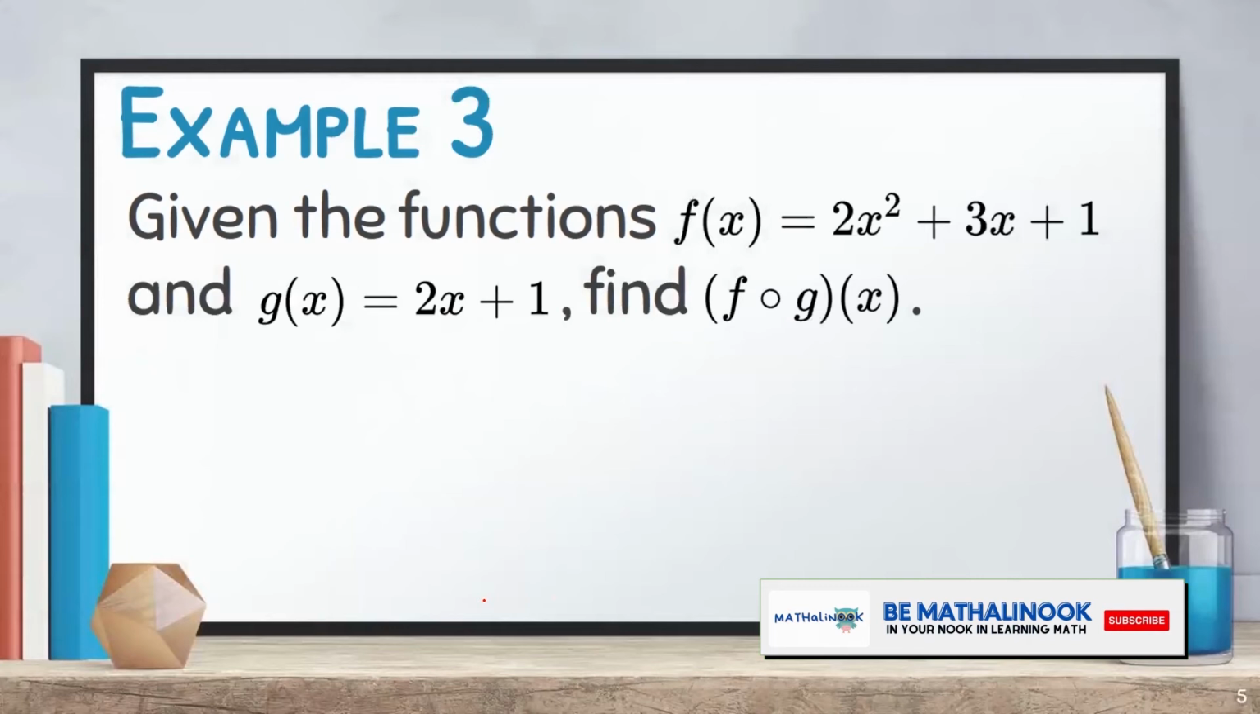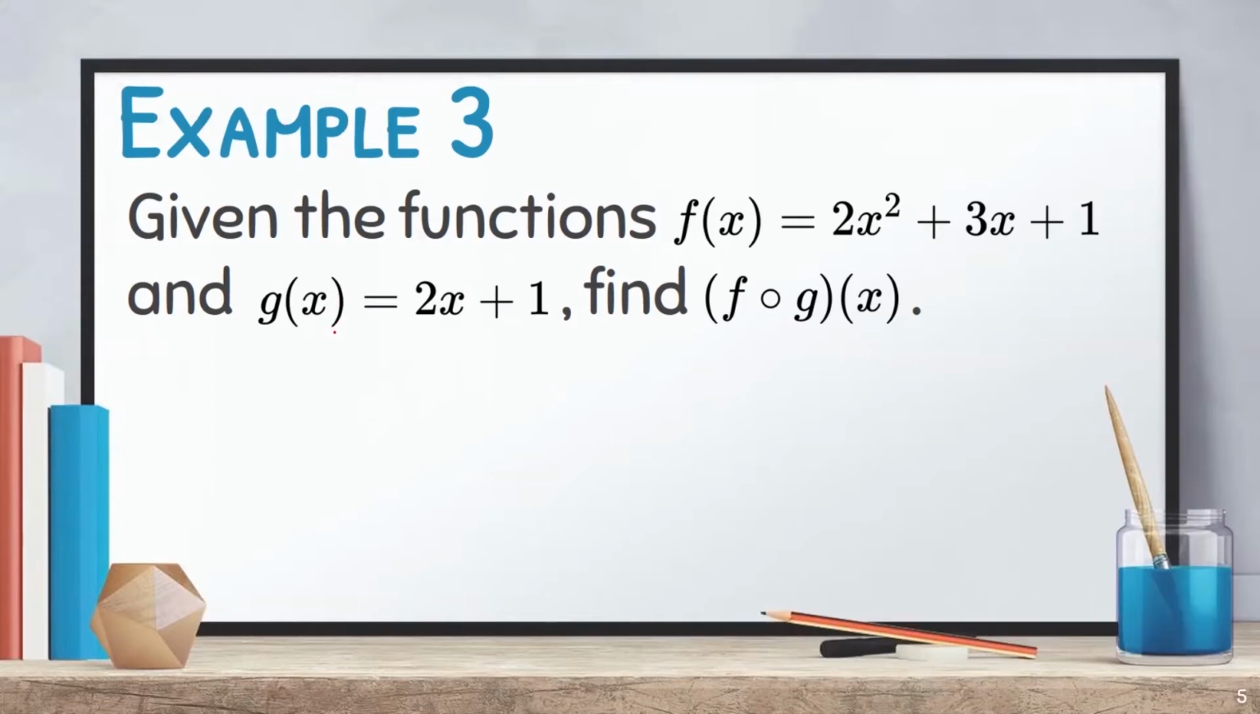Now, let us consider this example. Given the functions f of x equals 2x squared plus 3x plus 1 and g of x equals 2x plus 1, find f of g of x. So remember that f of g of x is equal to f of g of x, meaning these x in f of x will be changed into g of x, which is 2x plus 1.